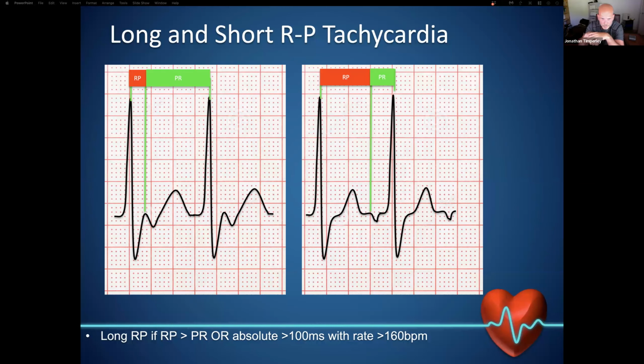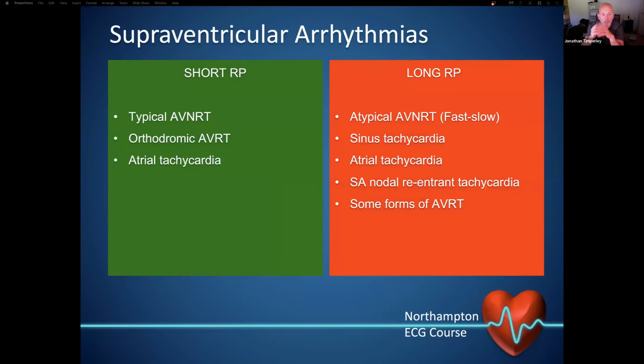From there, we can classify into the short RP tachycardias, which include a typical AV-NRT, so typical AV nodal re-entrant tachycardia, orthodromic AVRT, and also an atrial tachycardia. And those that have got a long RP tachycardia, which include an atypical AV-NRT with a fast slow pathway, sinus tachycardia, atrial tachycardia, sinoatrial node re-entrant tachycardia, and some very rare forms of AVRT as well.